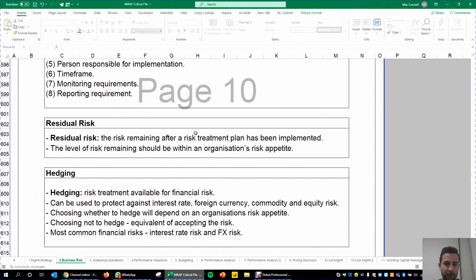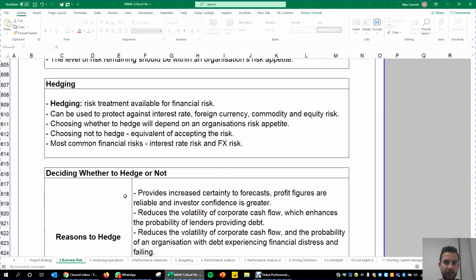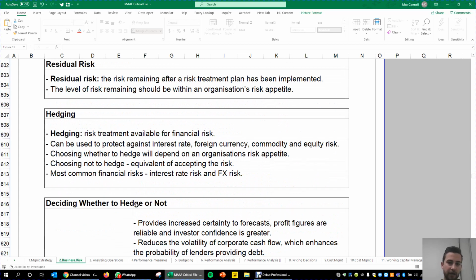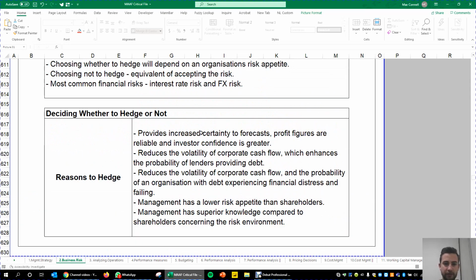Okay, moving on. So residual risk is basically any risk remaining after the risk treatment has been implemented. Hedging is basically a financial way of mitigating some risk. For example, if you're worried interest rates might go up, you can get a hedging instrument against the interest rate. So basically, you pay more now, and you don't have to pay it down the track. You're basically hedging that risk through a financial instrument.